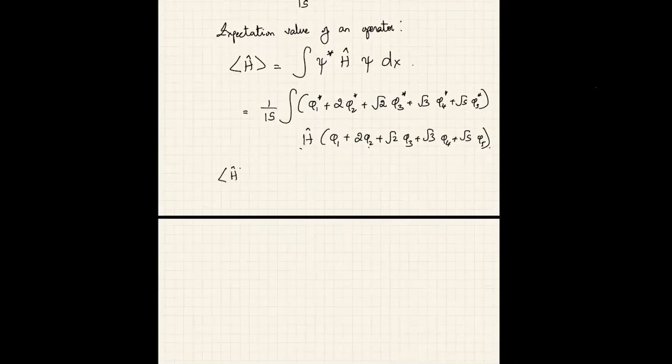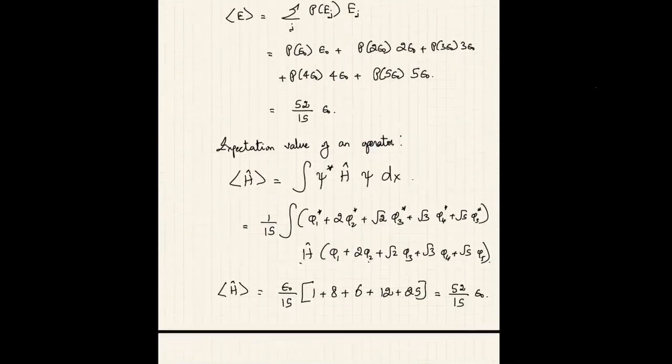The average value of the Hamiltonian operator is basically epsilon 0 over 15 times: the integral of phi 1 star phi 1 is 1. The integral of phi 2 star phi 2 will be again 1, but there's a 2 and a 2 and another 2 coming from h acting on phi 2, which is 2 epsilon 0. So that gives you 8. Phi 3 star phi 3 is 1, so there is a square root of 2, square root of 2, times h acting on phi 3, which is 3 epsilon 0. Put everything together, you get 6. Similarly, you'll get 12 and you get 25. And you'll get, not very surprisingly, the exact same answer you got before.